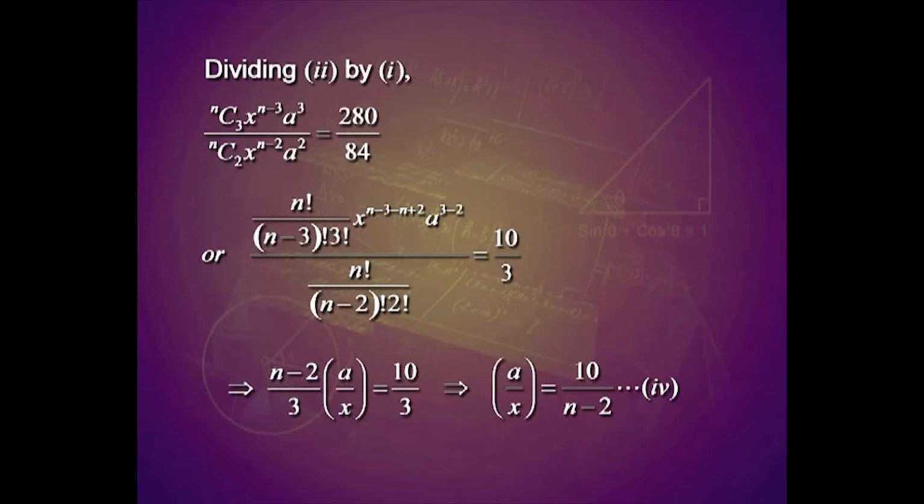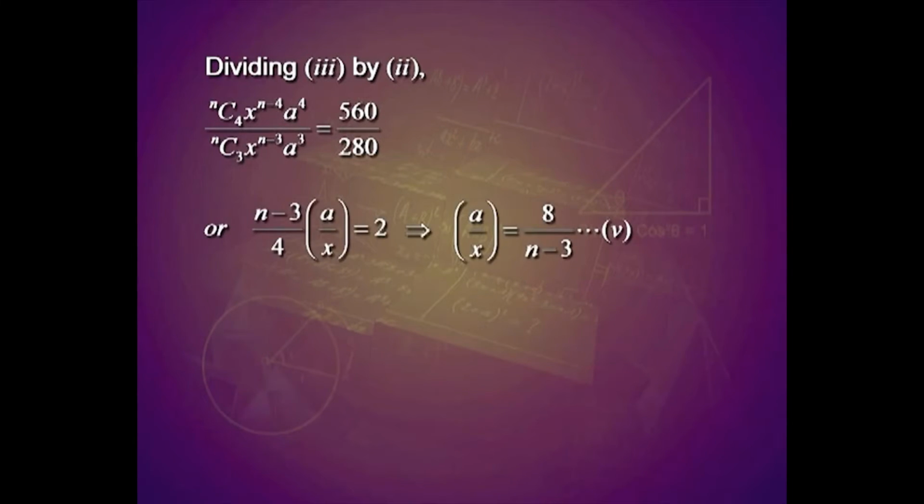Why have I separated the value of a by x? Well, it will become more meaningful if I start now dividing the third equation by the second. Dividing the third equation by the second equation, again simplifying nC4 and nC3, clubbing the powers of x and a, you will see that you will again get a by x. Therefore, a by x from here is 8 by n minus 3.